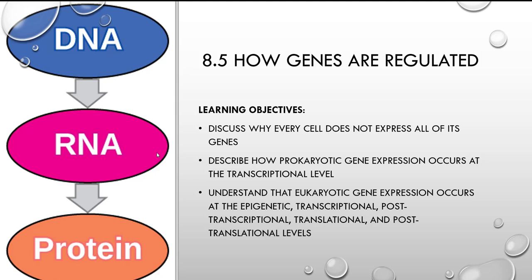By the end of this video, you should be able to discuss why every cell does not express all of its genes, and describe how prokaryotic gene expression occurs at the transcriptional level. And then you should also be able to understand that eukaryotic gene expression occurs at the epigenetic level, the transcriptional level, the post-transcriptional level, the translational level, as well as the post-translational levels. Okay, so that's quite a bit.